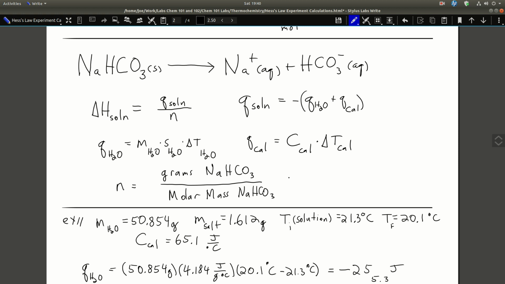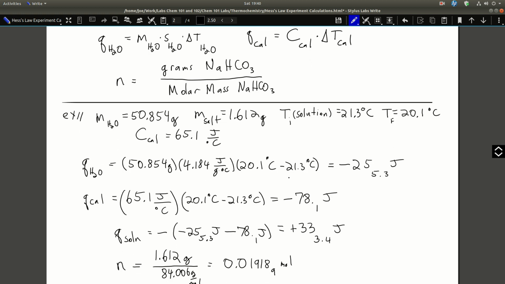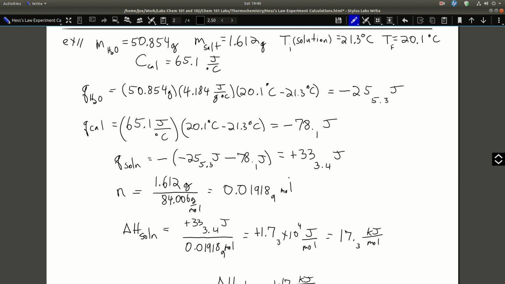Same idea: Q of solution is negative Q of water plus Q of the calorimeter. I use the same calorimeter constant. So let's use these numbers. These are the mass of the water, the mass of the salt, the sodium bicarbonate, the initial temperature of the solution, the final temperature of the solution, and the same calorimeter constant.